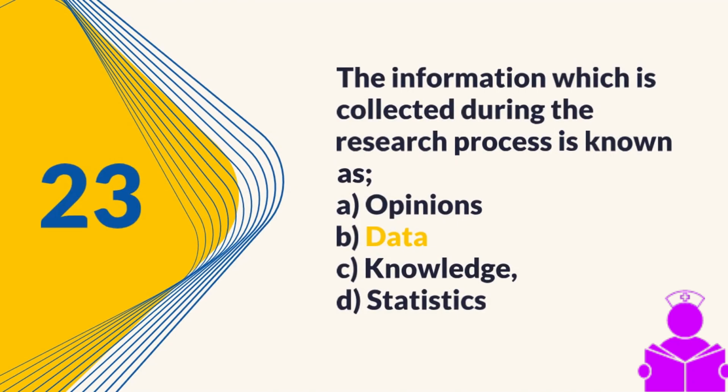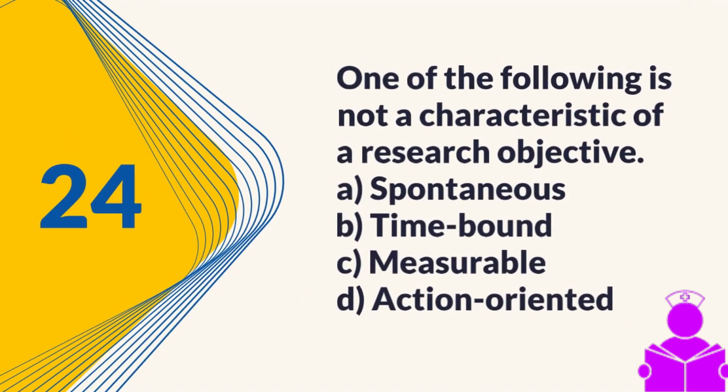Answer: B. Data. Data refers to the information collected during the research process, which can be in the form of observations, measurements, responses, etc. Options A, C, and D are related to data but represent different concepts. So, the correct answer here is B. Data.